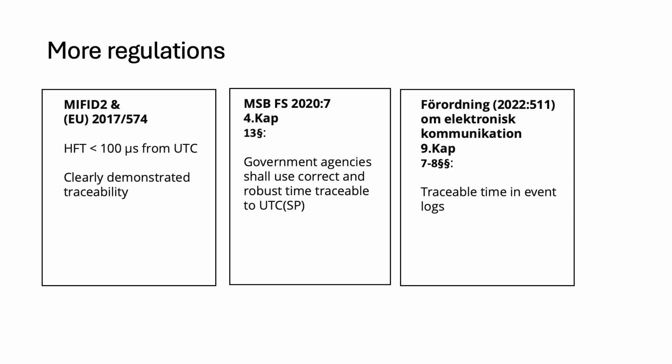The Agency for Civil Contingency, in their statutes, say that all government agencies shall use correct and robust time traceable to UTC(SP). And then there's the regulation of electronic communication that states that traceable time should be used in event logs. So traceability is a word that is frequently used.